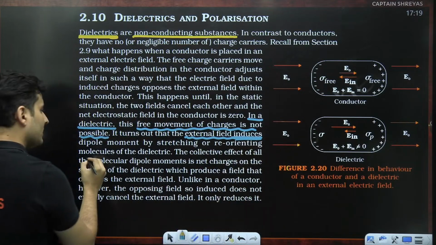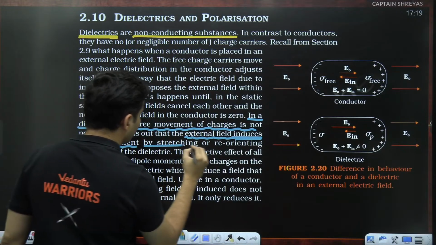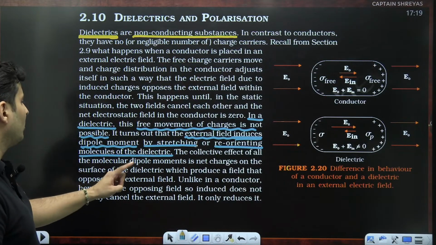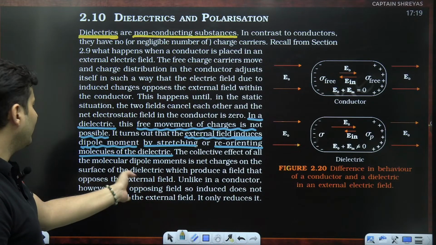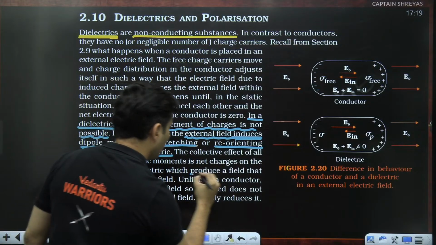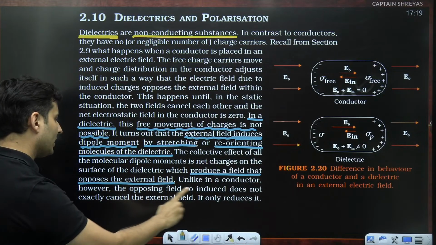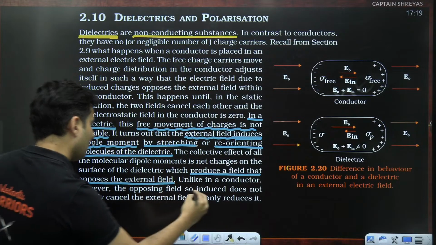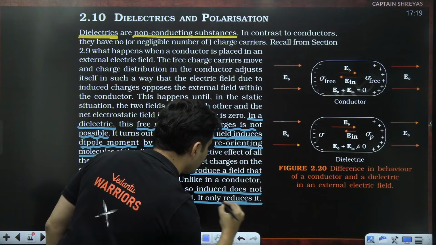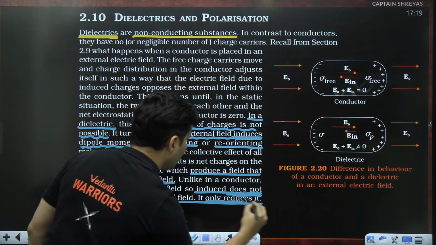induces a dipole moment by stretching or reorienting the molecules of the dielectric. The collective effect of the dipole moments is that the net charge produces a field that opposes the external field, and it does not cancel. The induced field does not exactly cancel the external field, it only reduces it. It does not cancel, it only reduces it.